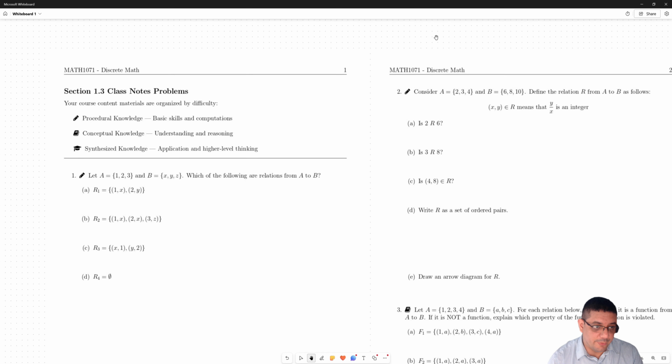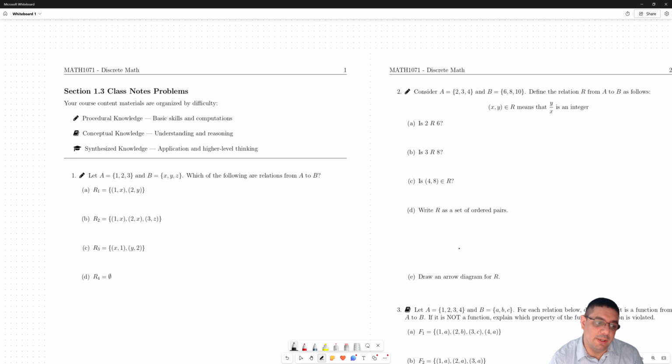Point three examples. So first, let's take some sets and check some relationships. In question number 1, we have the set A given by the elements 1, 2, 3 and the elements x, y, z for the set B. We want to know if we have relationships here or not.